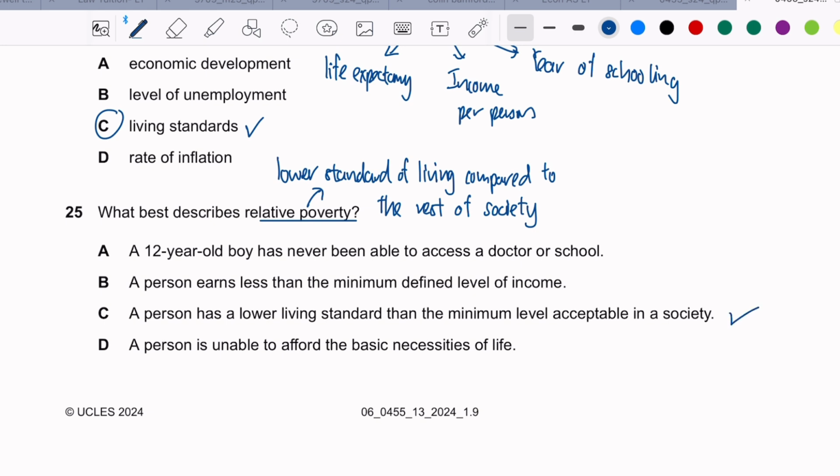So this one, yes. A 12-year-old boy has never been able to access a doctor or school, so this is absolute poverty. A person earns less than minimum defined level of income, also absolute poverty. A person is unable to afford the basic necessities of life. Yes, this is absolute poverty.